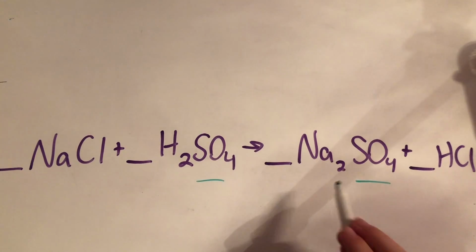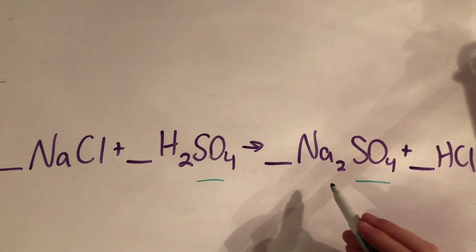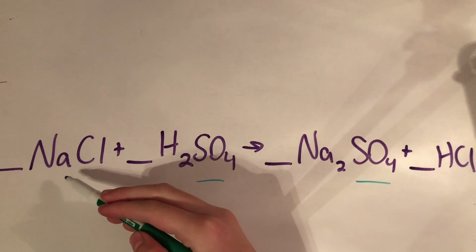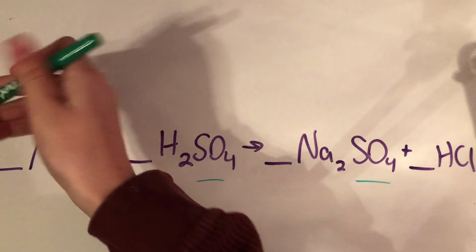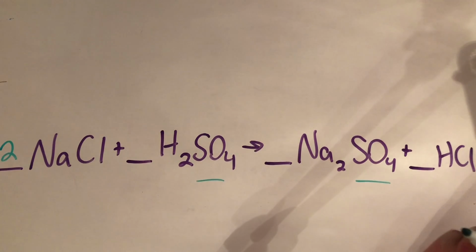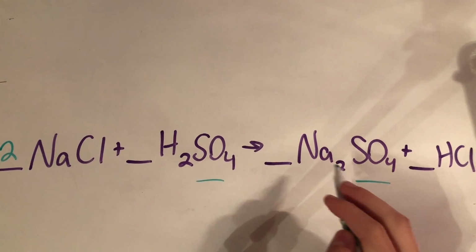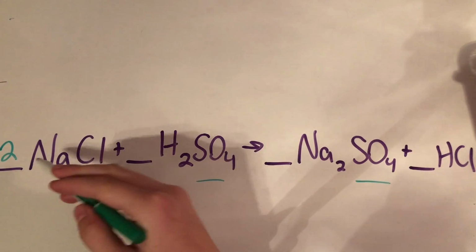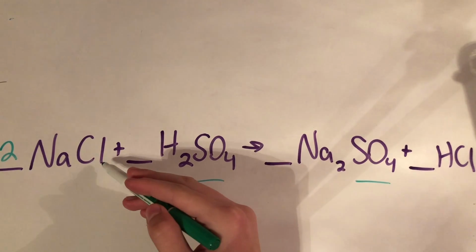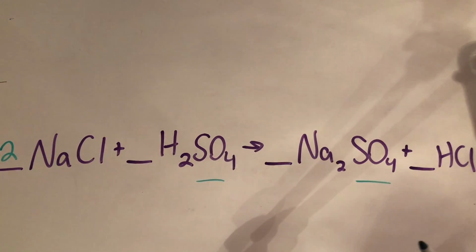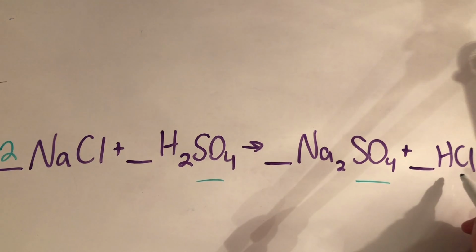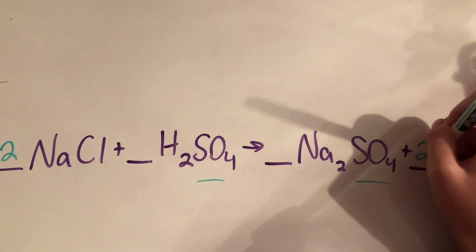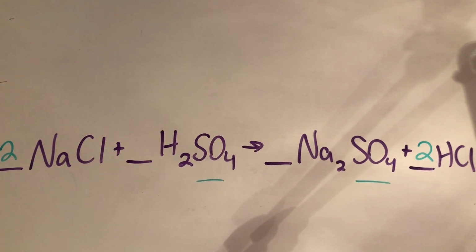So we see that there's 2 sodium on this side, right? But there's only 1 on this side. So let's start out by putting a 2 over here, because now the sodiums are balanced because there's 2. Remember, the subscripts count and the coefficients count. So now that there's 2 sodium, that also means there's 2 chlorines. So with that, there's only 1 chlorine over here. So we need to make that a 2 as well, because the chlorines need to be balanced.